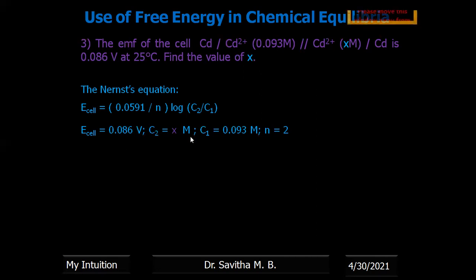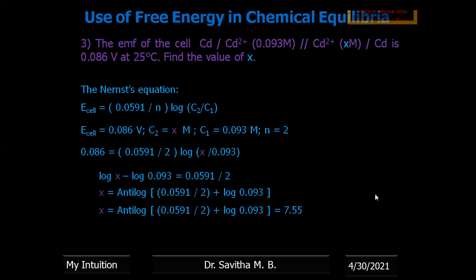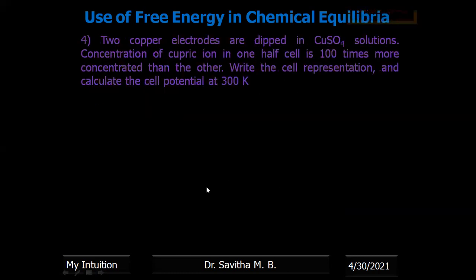This is given in the problem. C2 is what we have to find out. C1 is given. n is equal to 2, because 2 plus means n is equal to 2. Again, substitute everything, rearrange and find out the value of X. So X is the antilog of this. The answer is 7.55. The unit is molar. Okay, so that is the third problem.